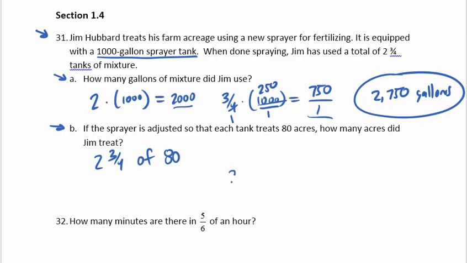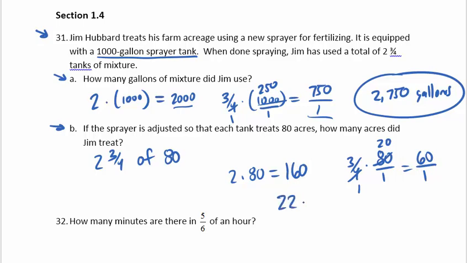So we'll take 2 times 80, and then we'll take 3/4 times 80. And I'll write that 80 as a fraction over 1. So let's see, 2 times 80, that's 160. And then here, I'm looking to simplify again, and notice 4 is going to go into itself once. It goes into 80 20 times. So 3 times 20 is 60 over 1, which is just 60. So to get my final answer here, I'm going to take 160 plus 60, which would give me 220 acres.